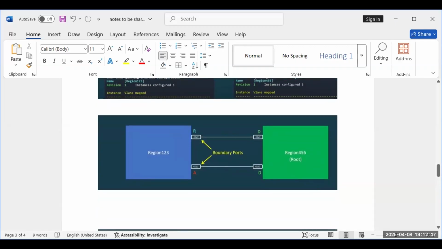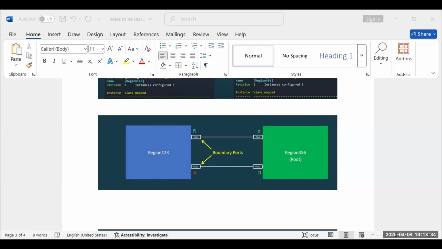So this is what we were discussing about the boundary ports. Each MST region that is connected will appear as one logical switch. The spanning tree that connects between the regions is called the common spanning tree. The boundary ports are connected on the non-root region, acting as the designated bridge for both the links. But there won't be any boundary port on the root regions.